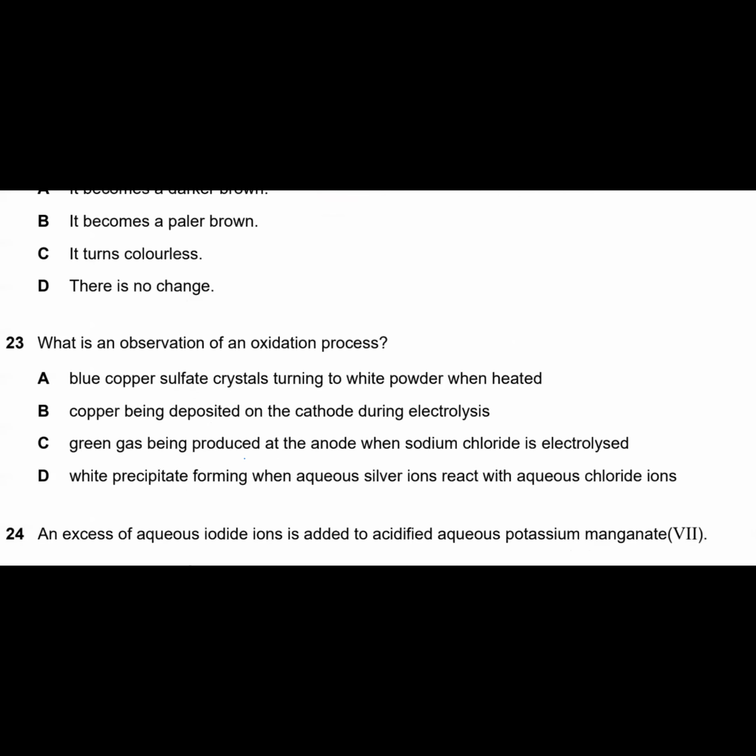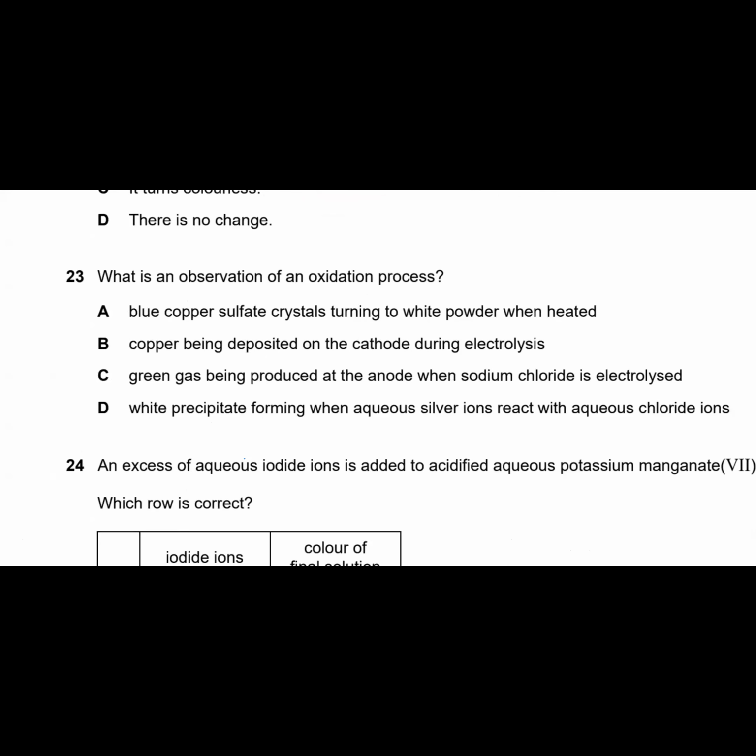What about the next one? What is an observation of an oxidation process, children? In an oxidation process, what happens? Blue copper sulfate crystals turn into white powder. It's not oxidation actually. It is just heating. That's dehydration, removing the water, right? So copper being deposited on the cathode during electrolysis, is it oxidation? Is copper deposition oxidation or reduction?